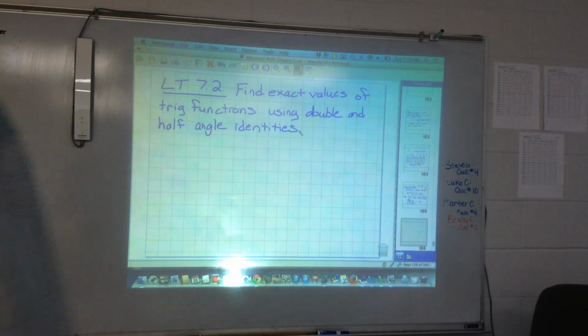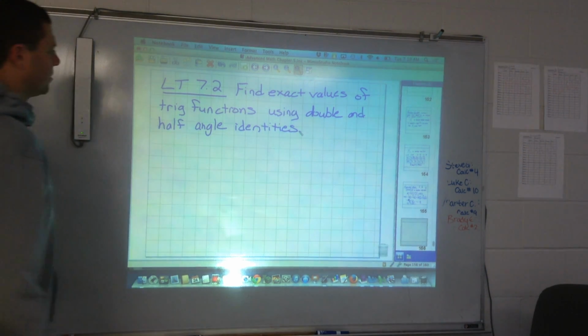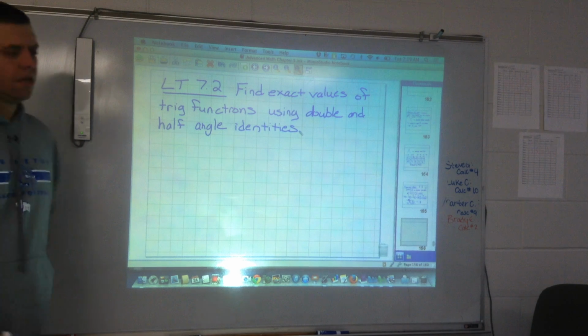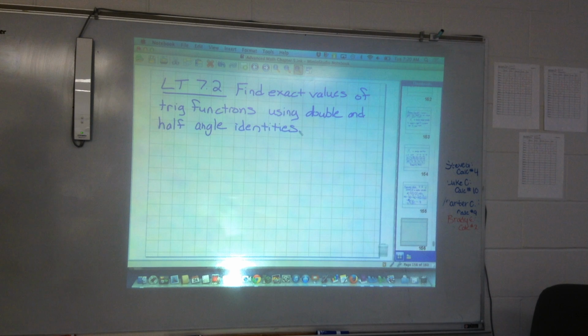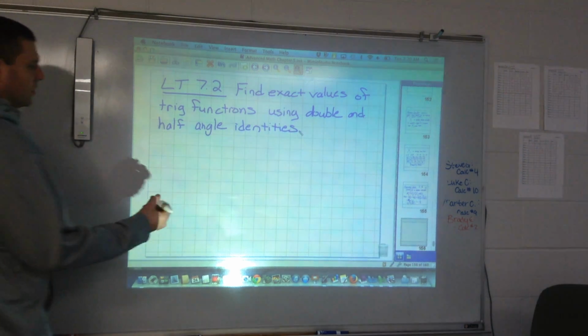Alright, today we're doing exact values of trig functions using double and half angle identities. You will want to get these identities memorized to the best of your ability. I will go through how to prove the first one as well.